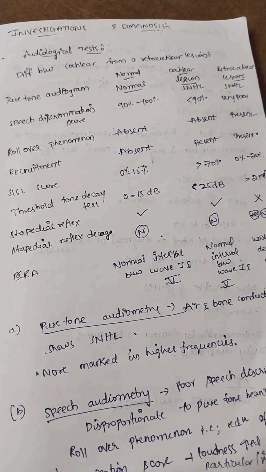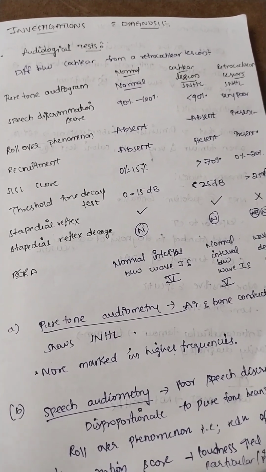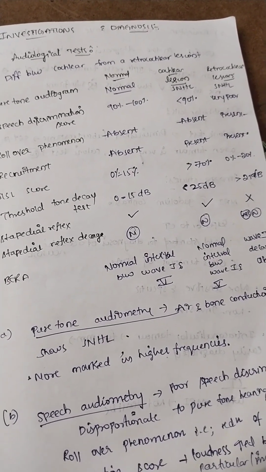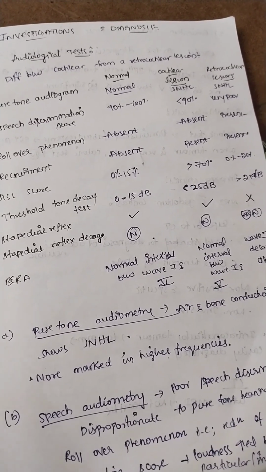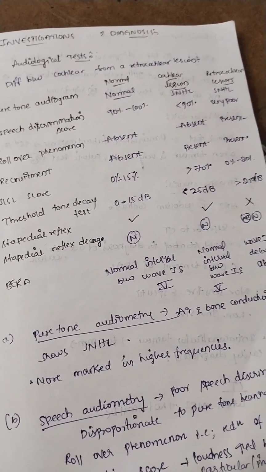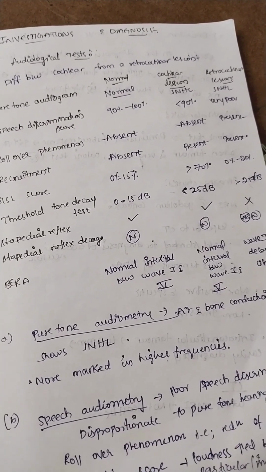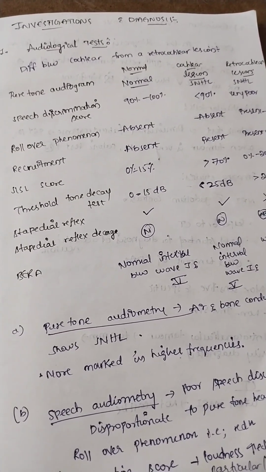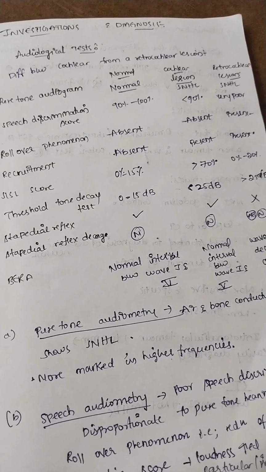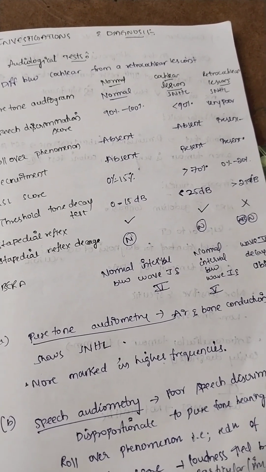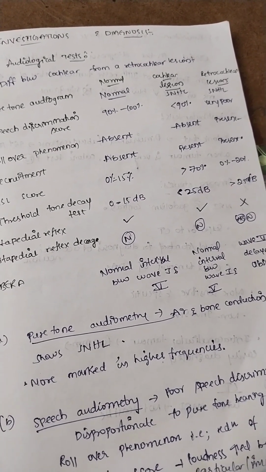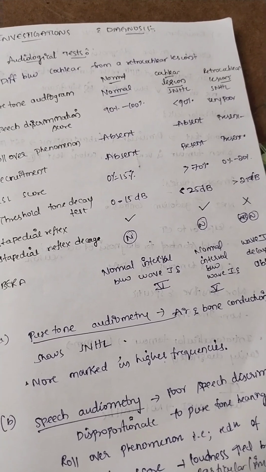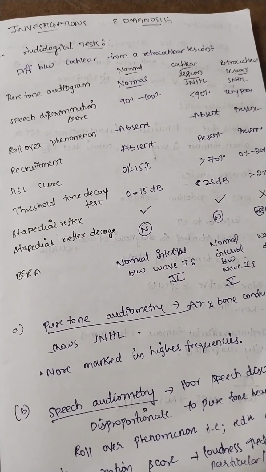Threshold tone decay test is 0 to 15 decibels in normal, less than 25 decibels in cochlear, and greater than 25 decibels in retrocochlear. Stapedial reflex is normal in both normal and cochlear, whereas absent in retrocochlear lesion. Stapedial reflex decay is normal and it is absent in retrocochlear. Okay, BERA if you do.